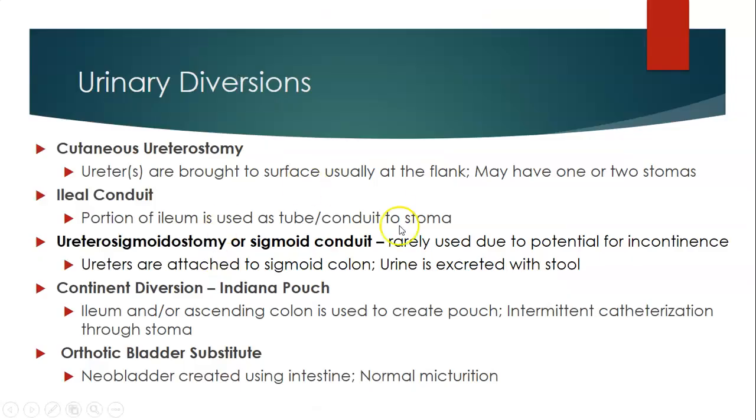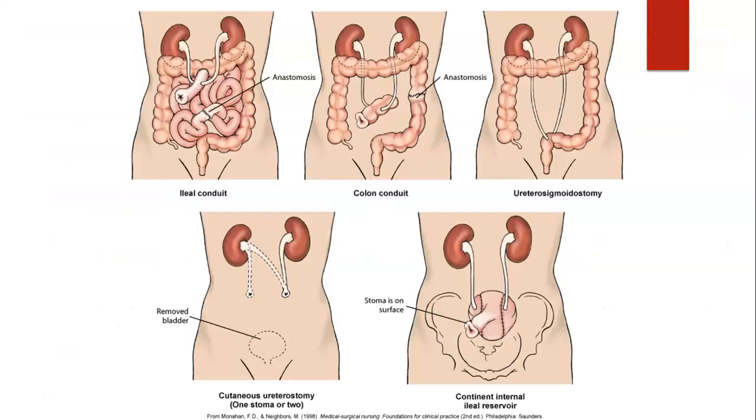Let me go back. So now we have an ileoconduit. This is where a portion of the ileum is used as a tube, or a conduit, to a stoma. So here, again, we have our kidneys and our ureters. The bladder would normally be down there, but now these are being connected into part of the ileum. A section of the ileum is removed, and then the remaining ileum is rejoined by an anastomosis.